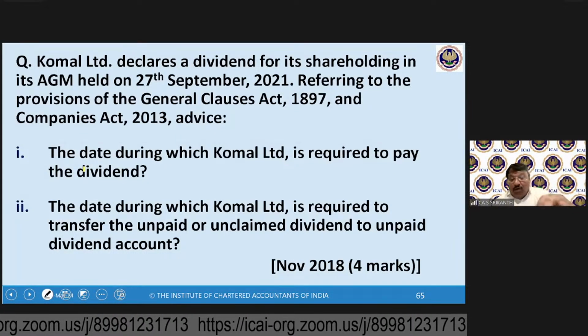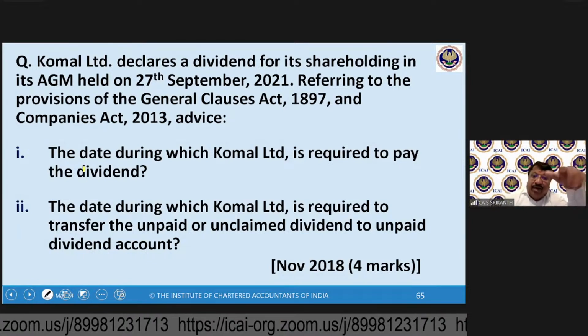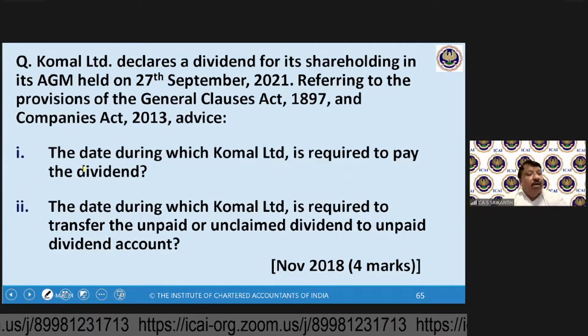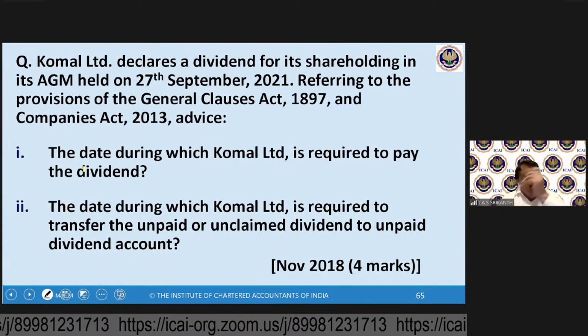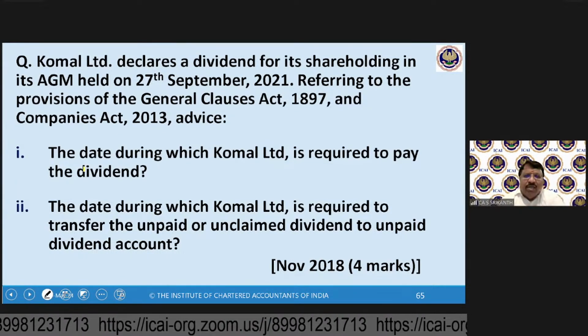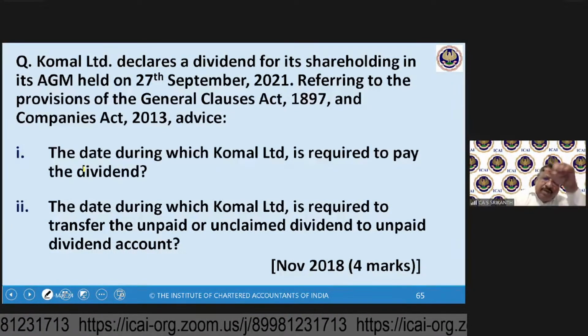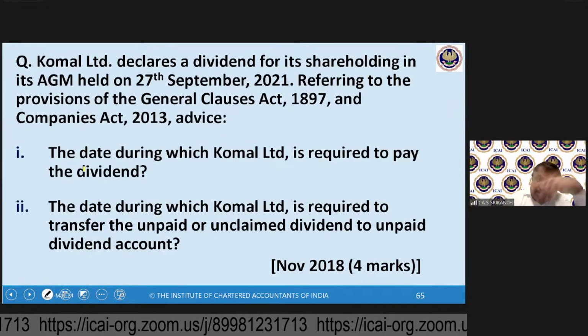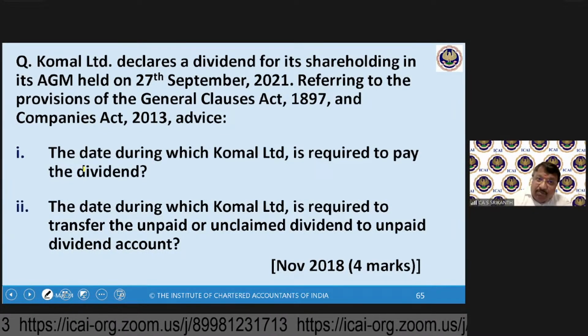That is why this question, if I have to write the book again, I will not know which topic to include it in. Should I include it in dividend or should I include it in the General Clauses Act? What I will do is I will include it in the General Clauses Act. When referring to it, I will give the same thing in dividend also. In both the places it will come because it has relevance in both the places.